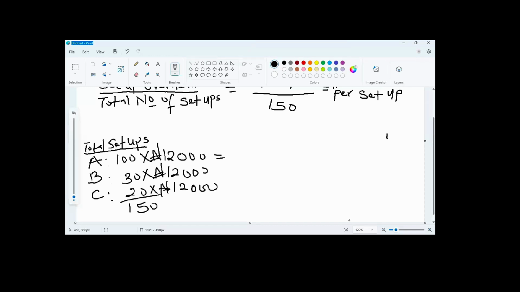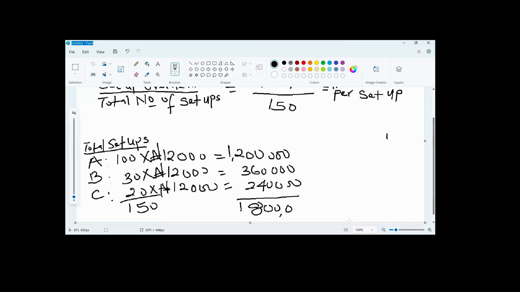Total for the year: 1.2, 1,200,000. Next, 360,000. Then 240,000. Sum the three together: 1.8. It must give you back your total. Is that clear, please? Yes, sir. We move to the next page.